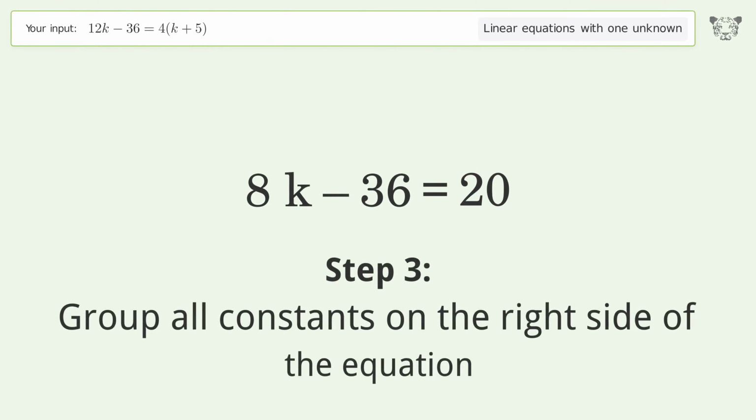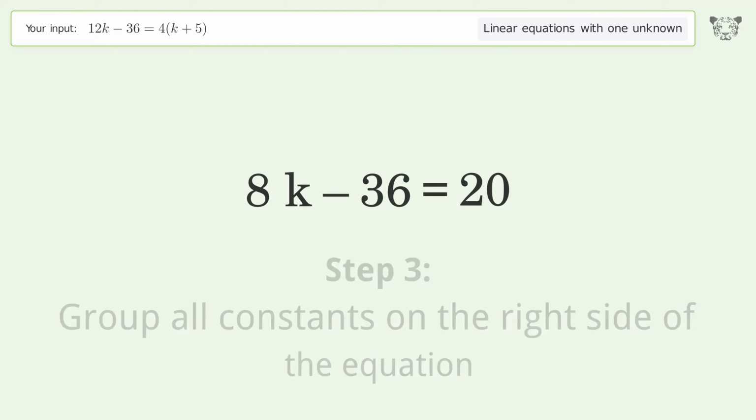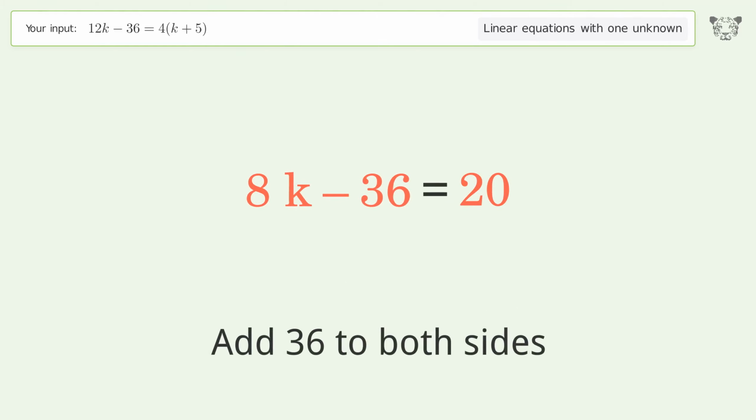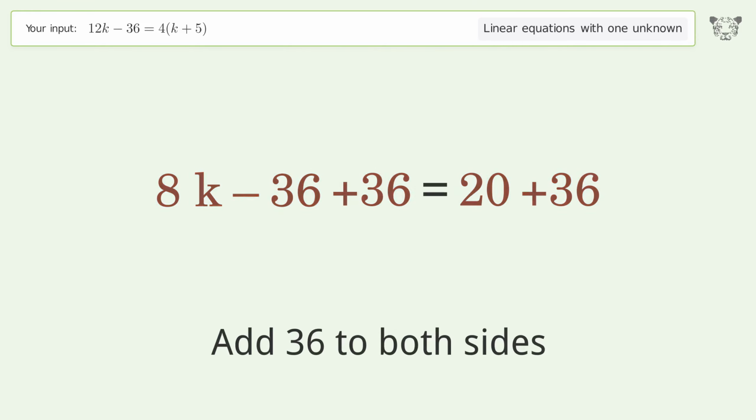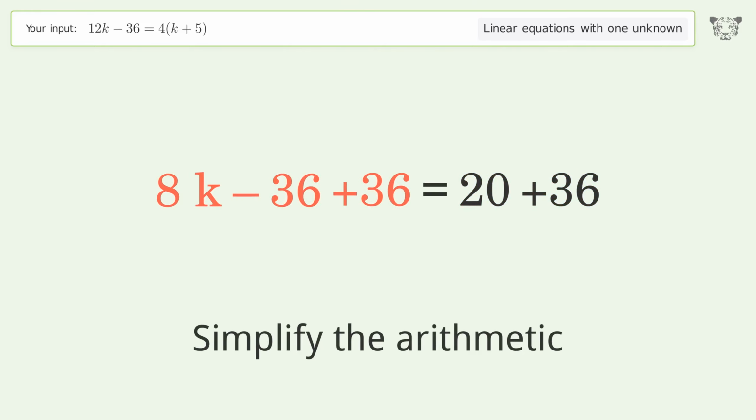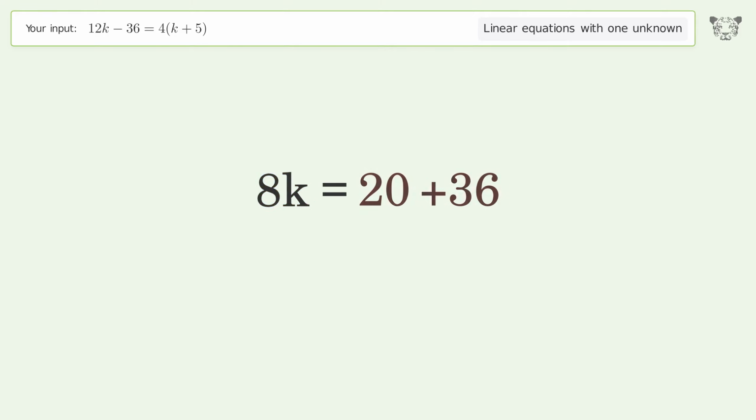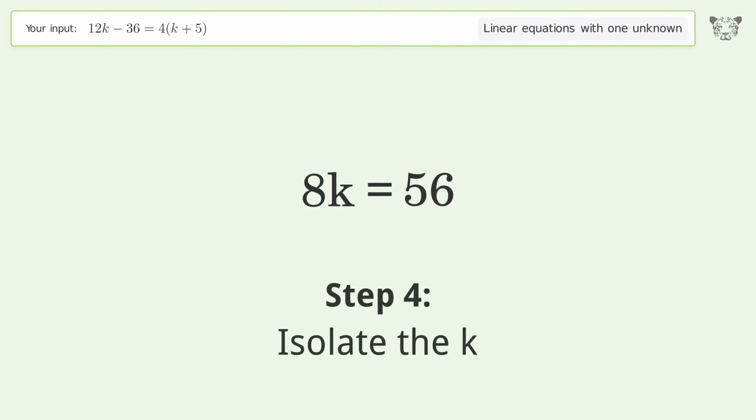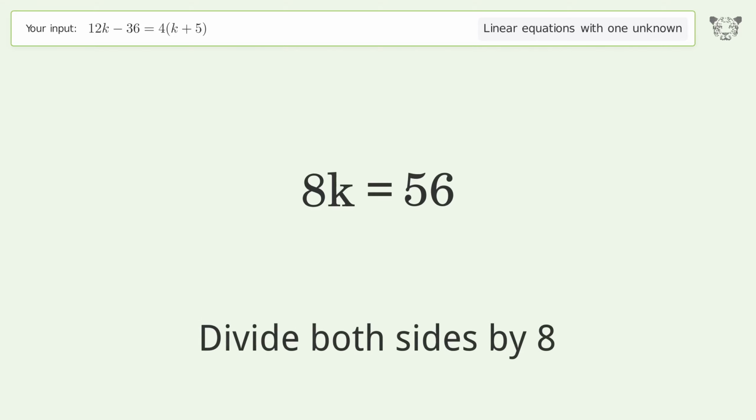Group all constants on the right side of the equation. Add 36 to both sides. Simplify the arithmetic. Isolate the k. Divide both sides by 8.